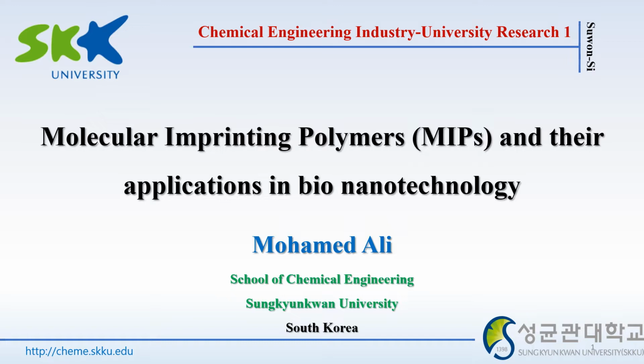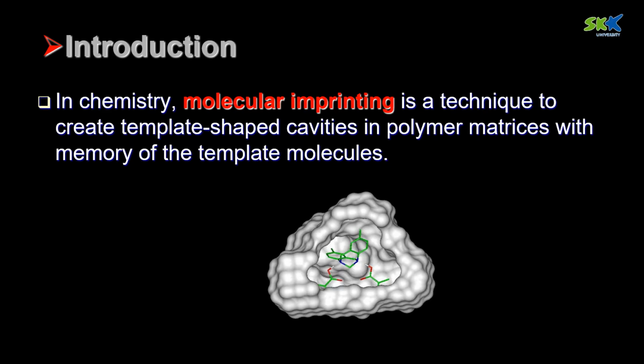At the beginning we have to know what molecular imprinting is. Actually, it is a technique to create template-shaped cavities in polymer matrices. These cavities should have the same shape as the template molecules, the same stereochemistry, the same size, and everything of those molecules. Some people describe this as a lock and key model.